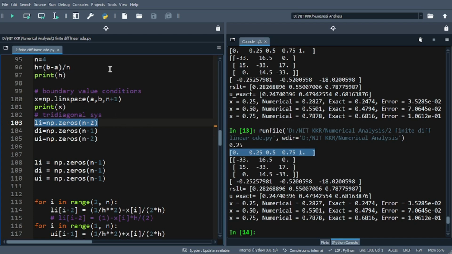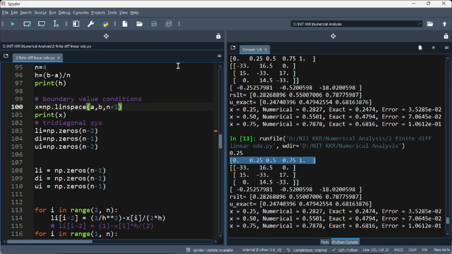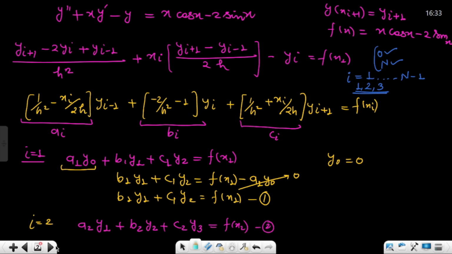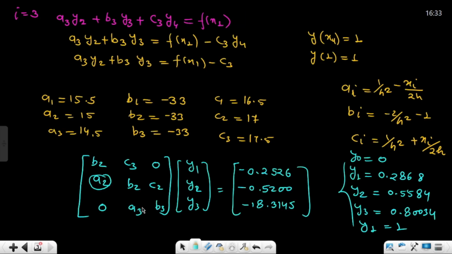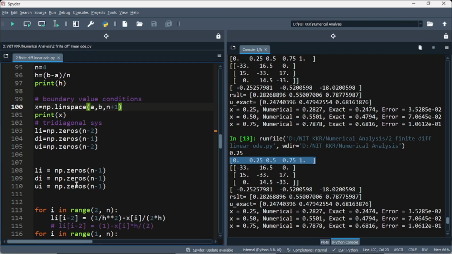Because of that, in this case you can see here we will start the A values with A2 and A3. So we need only A2 and A3 values. It means we have n equal to 4 and we need only two values. So the range for this particular array is n minus 2, and similarly the range of this particular array is also n minus 2. So you can see here the lower diagonal is n minus 2 and the upper diagonal is n minus 2, but the main diagonal is n minus 3. We need three values for this array.